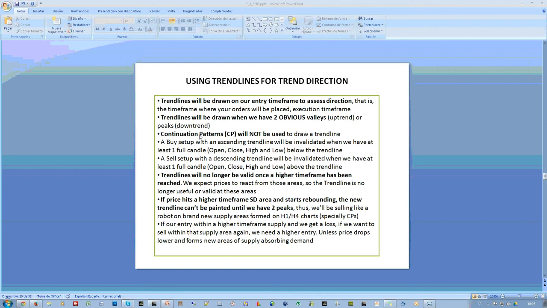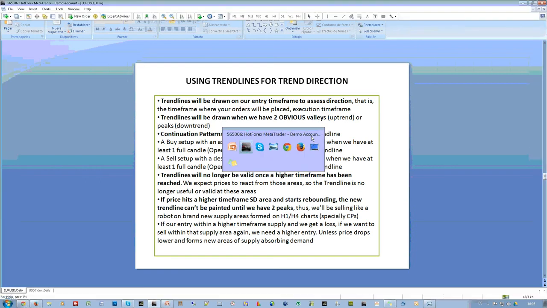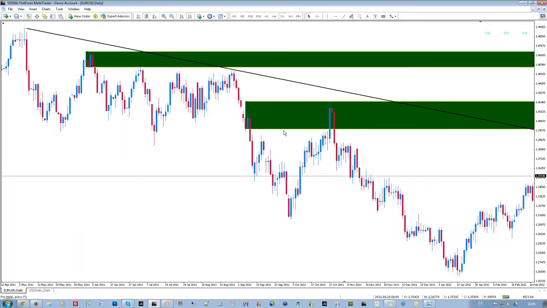We will not use continuation patterns to draw a trend line. We won't use a continuation pattern to do that. So we are not allowed to do this. This is a valid peak, okay? I won't do this. This is not valid. It's too steep. A continuation pattern is just that, a continuation pattern.